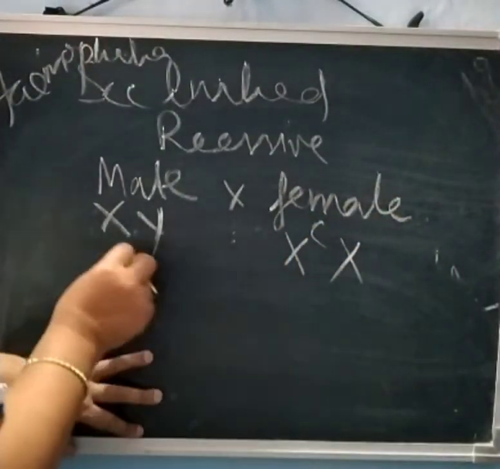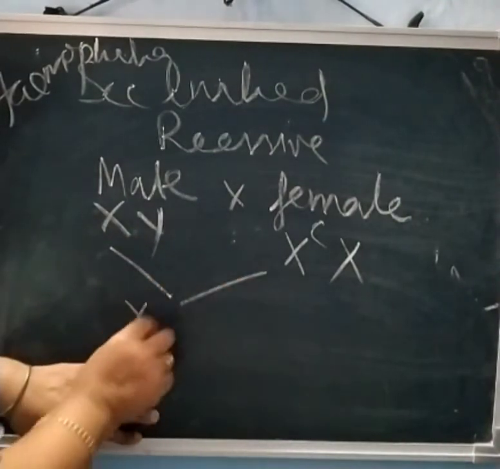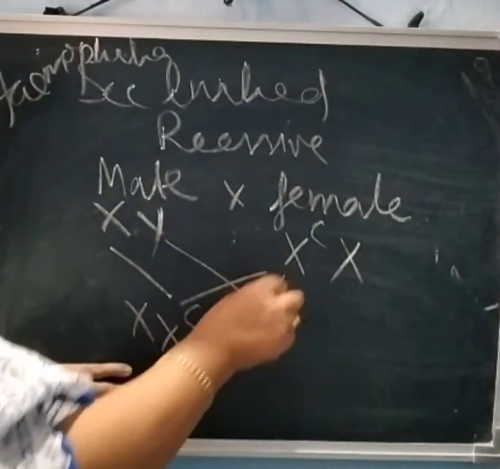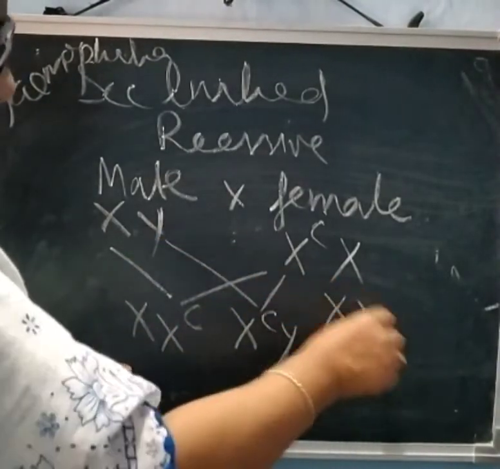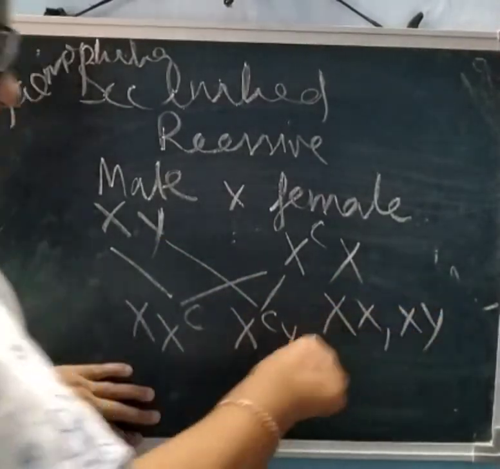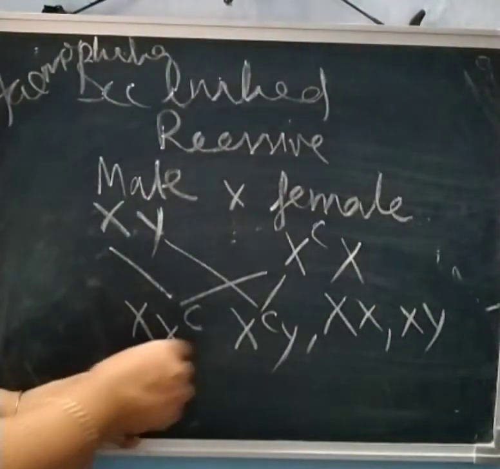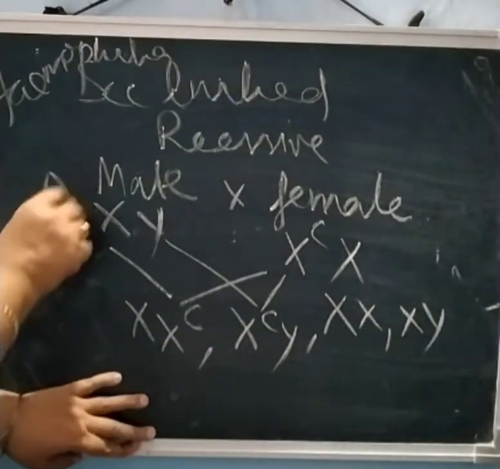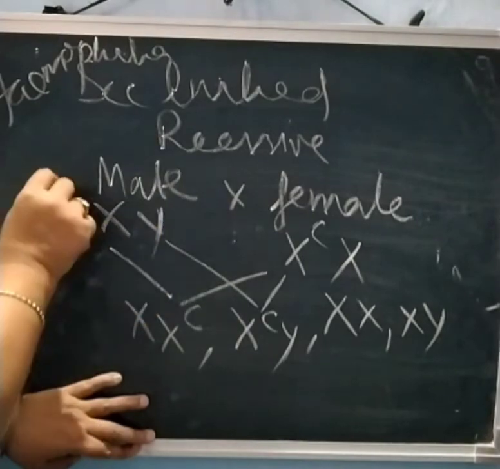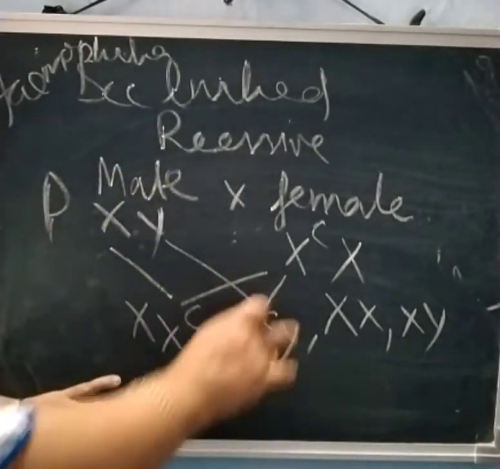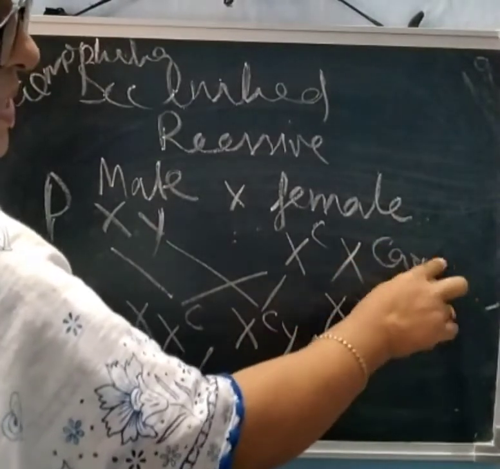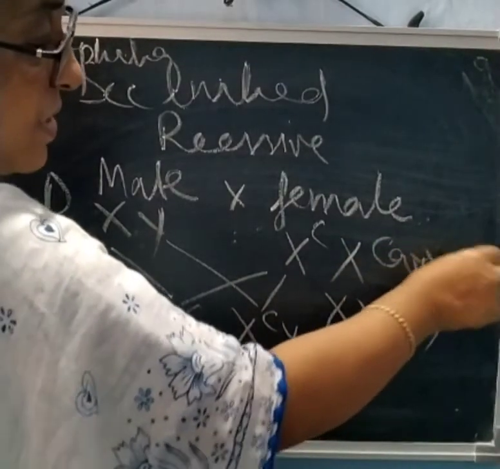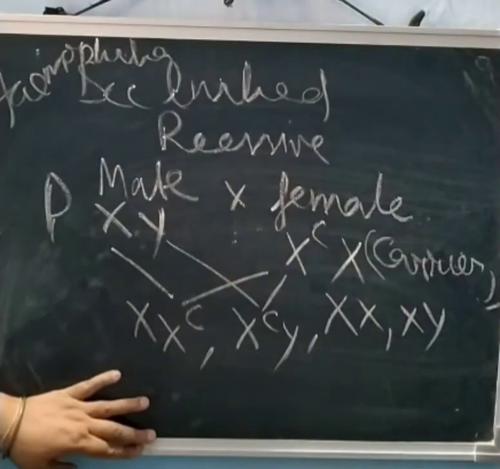Now when we combine that, you will get XXC and XcY, and the rest all normal, you will get XX and XY. See how we get the possibility. This is the parent. The male is normal, no disease is there, but this female is a carrier. This female is a carrier because one X is having the disease and one X does not.